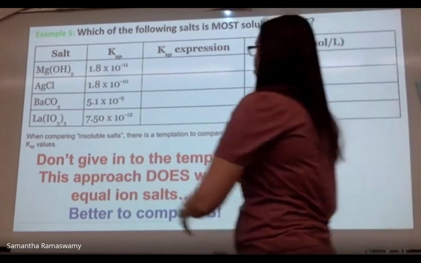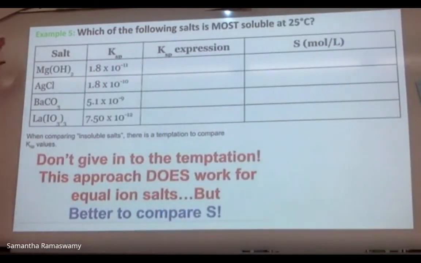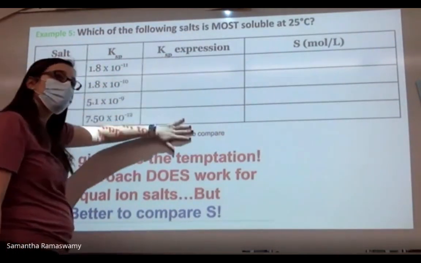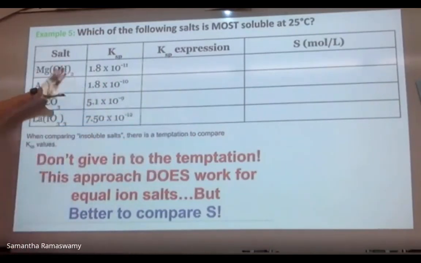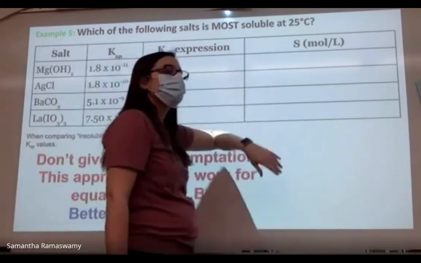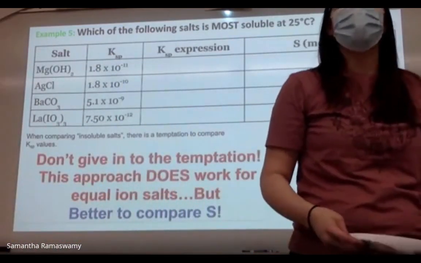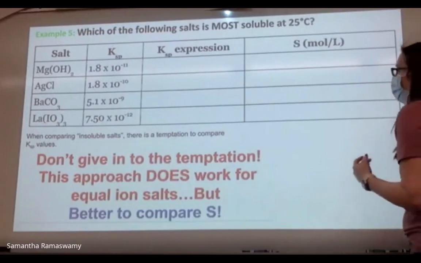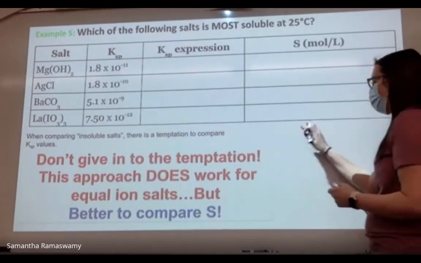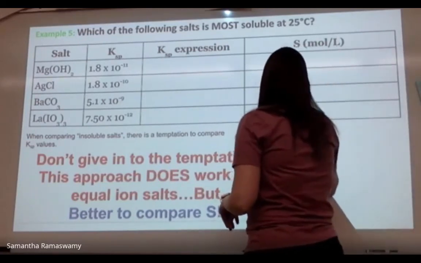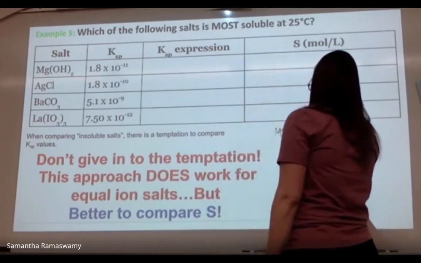So in this example, I set this table up for you. So we have the salts, we have the Ksp value. Then I have you write the Ksp expression. Now to write the Ksp expression, it would probably be useful to have the equation. You can kind of see it in your head. Just write the expression. But then I actually want you to solve for the solubility. So it's kind of 4 questions in 1. So I'll do the first one, and then I'll have you guys do the next 3. I'm going to write my equations down here at the bottom, just so that I can see it. So I'm going to start with magnesium hydroxide, Mg(OH)2.